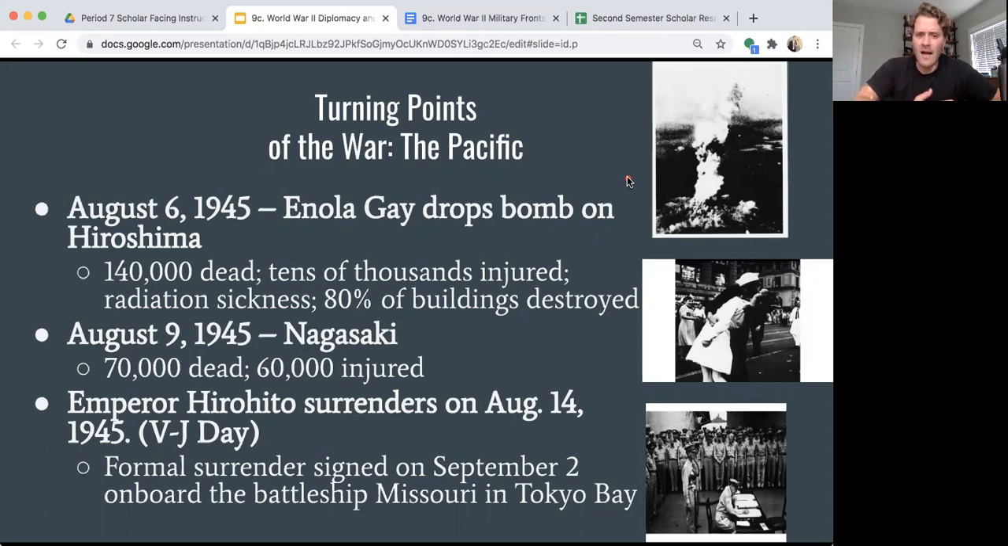Formal surrender is signed on August the 14th. Excuse me, formal surrender is signed September 2nd, but as of August 14th, informal surrender has been declared. And that is considered VJ Day, Victory in Japan Day, and World War II is over.